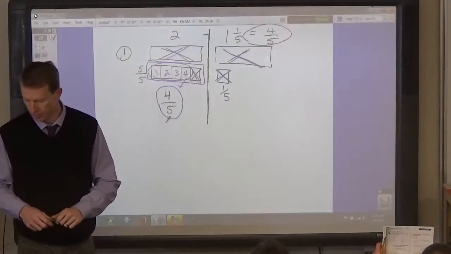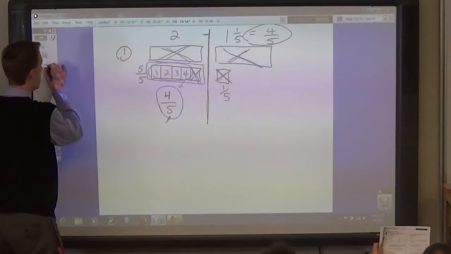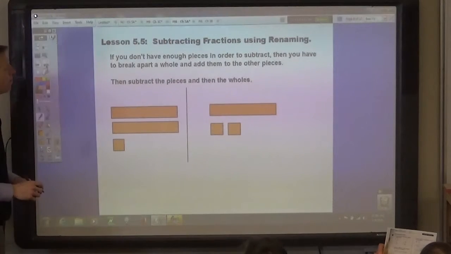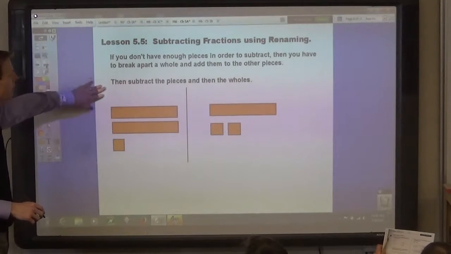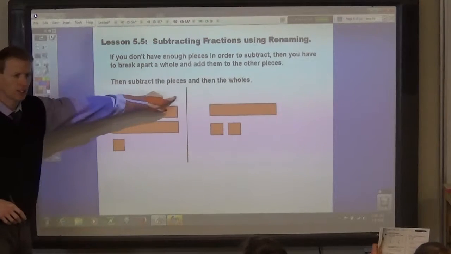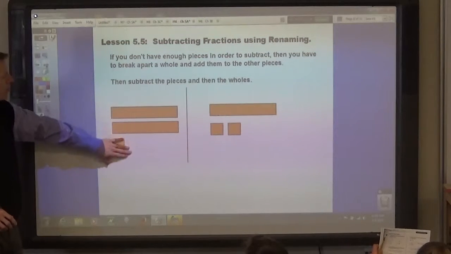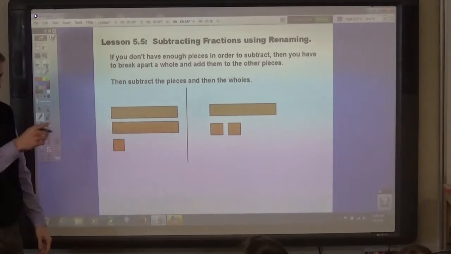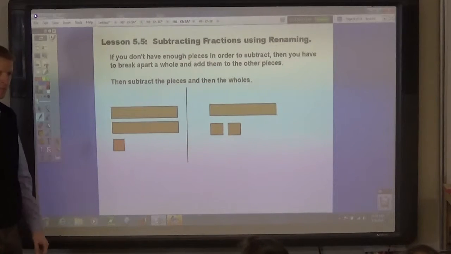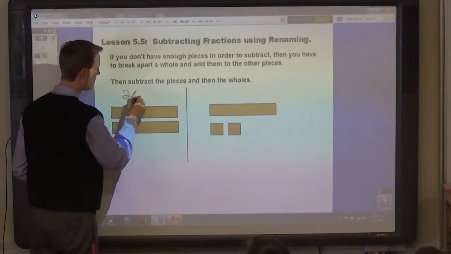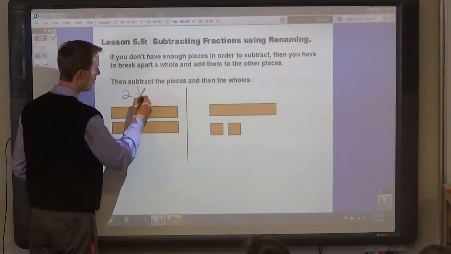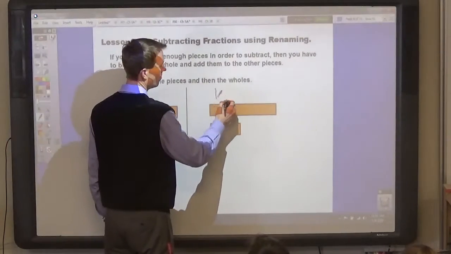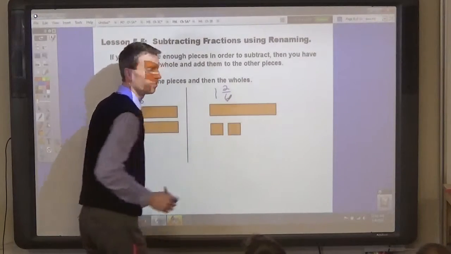Okay? Then the next lesson. Lesson 5, subtracting fractions with renaming. Here's another example. Let's do this one together. Okay? What does this fraction represent? 2 and 1/6. Yeah, maybe 2 and 1/6. And this is 1 and 2/6 then, right?